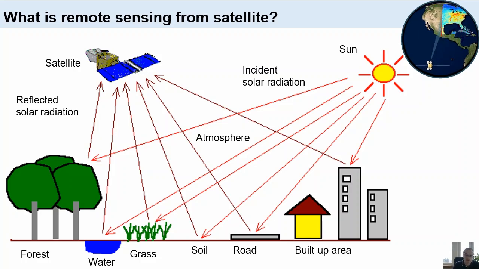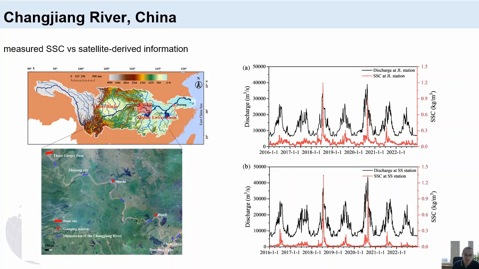My work focuses on rivers, so in this case here is reported an example of the use of remote sensing to depict the behavior of suspended sediments concentration in a reach of the Changjiang River in China. On the right, you can see the graphs of the water discharge and suspended sediment concentration measured locally in two gauging stations.